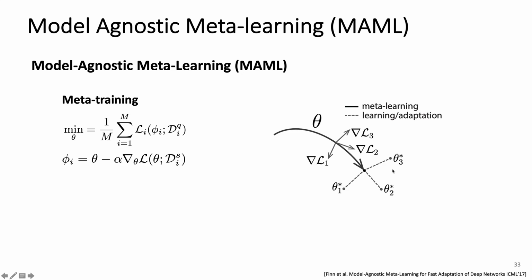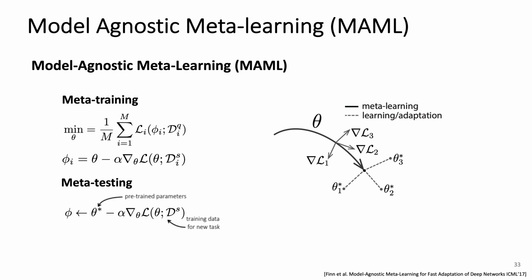After we learn a good initialization, during the meta-testing time, we use the pretrained, well-generalized initialization theta star to get its task specific parameters by just fine-tuning for a few steps on the training data or support data in the new task. So the goal of MAML is to find a well-generalized initialization which can achieve the task-specific parameters by using a few gradient steps.